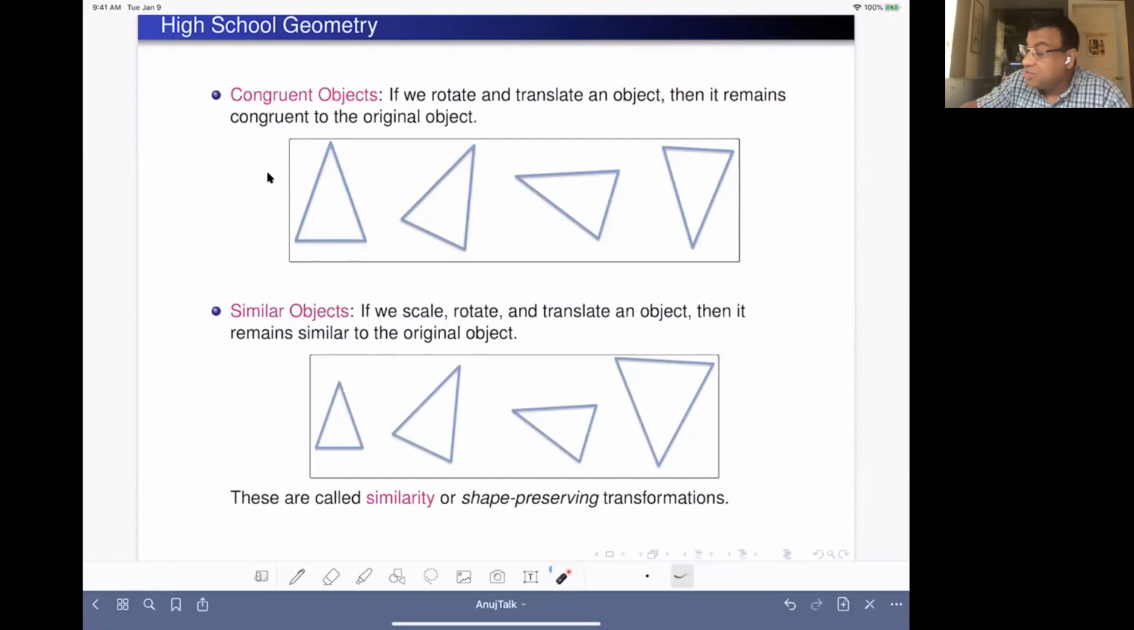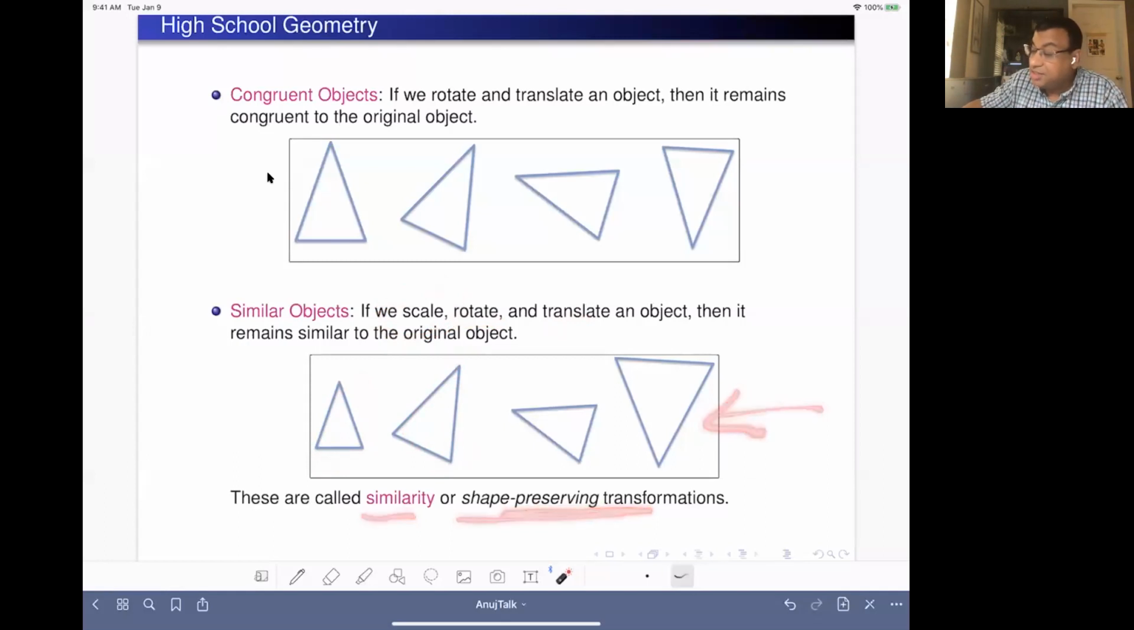But we also teach at the high school level what it means to be similar. In this case, we allow not just rotation and translation, but also scaling. If we take an object and not only rotate it but also scale it, so we can zoom in and zoom out, then we no longer call them congruent objects, we call them similar objects. So these are similar triangles. Okay? And that's the notion of shape that I'm going to work with.